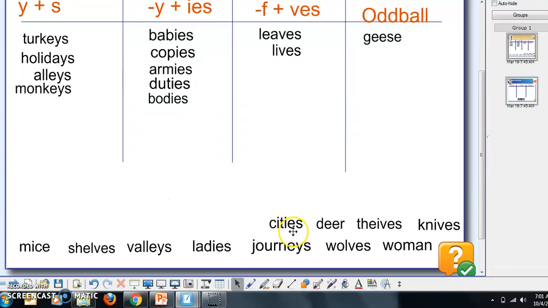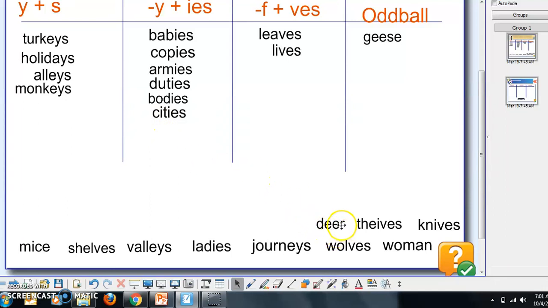Our next word is cities. Take a look at the ending. Which column do you think cities would fall under? You guessed it. I would have to drop the Y and add IES.